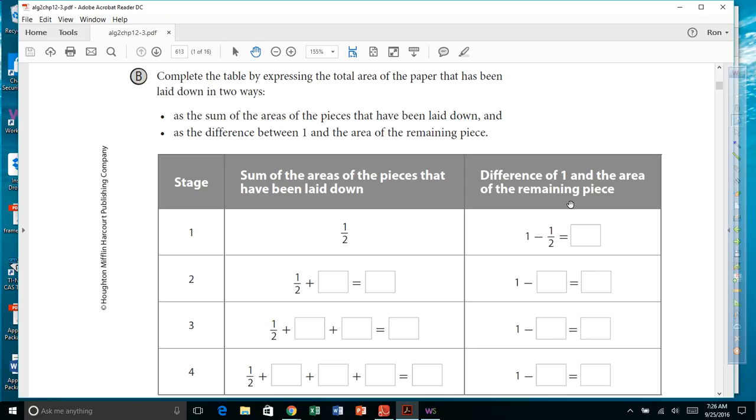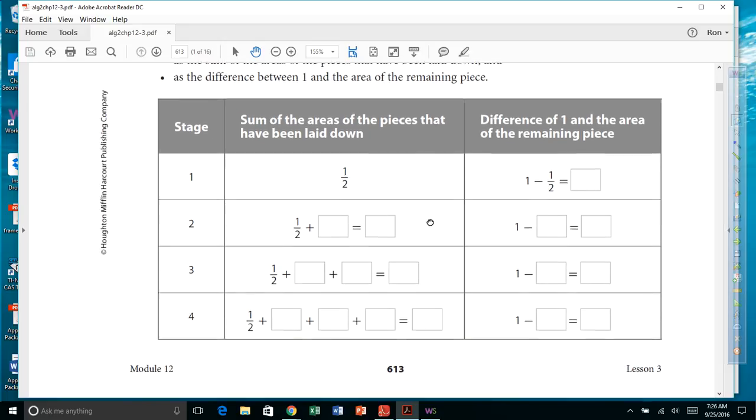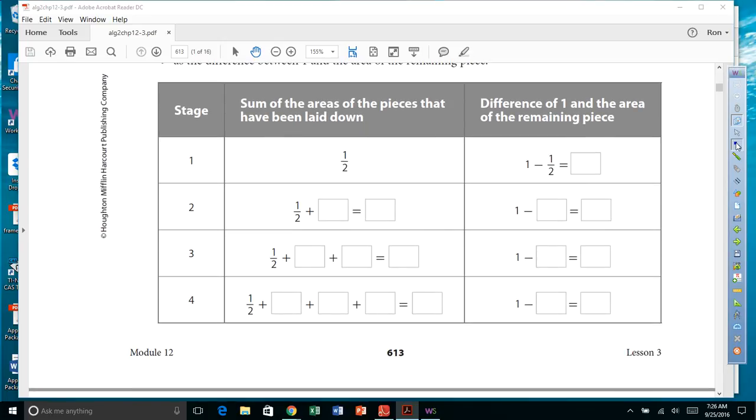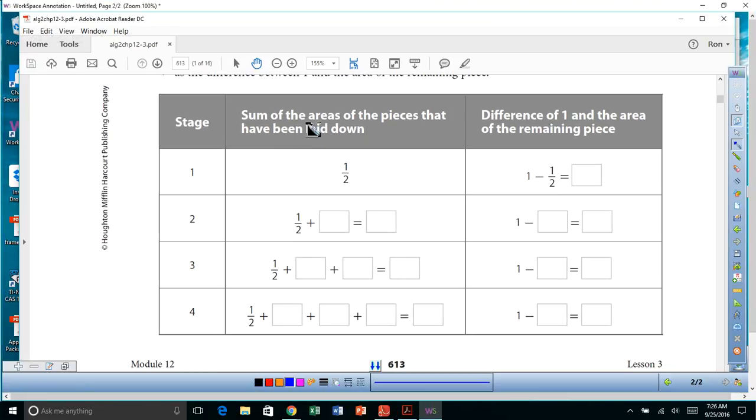B. Complete the table by expressing the total area of paper that has been laid down in two ways: one, as the sum of the areas of the pieces that have been laid down, and two, as the difference between one and the remaining pieces. All right, so the sum of the areas of the pieces that have been laid down. Stage 1, first you lay down half. You cut the other piece in half, and then you lay down 1/4, and you had 3/4.